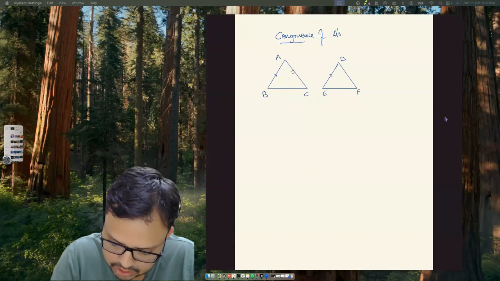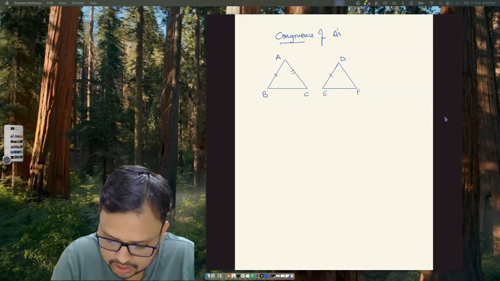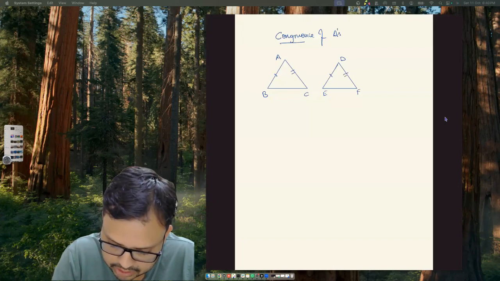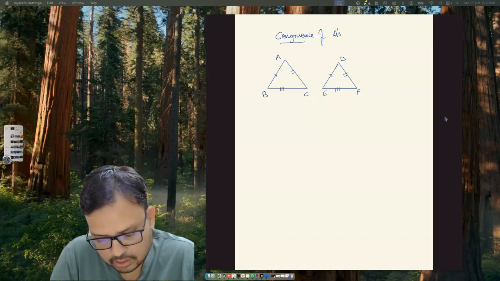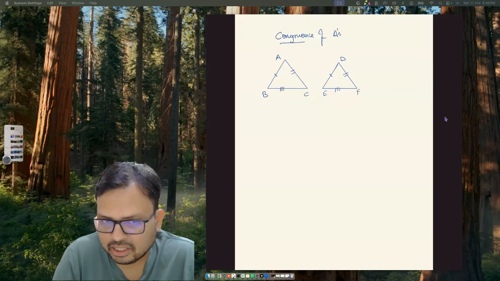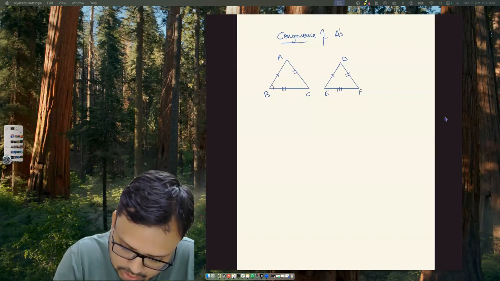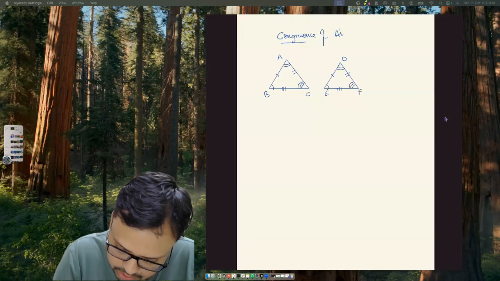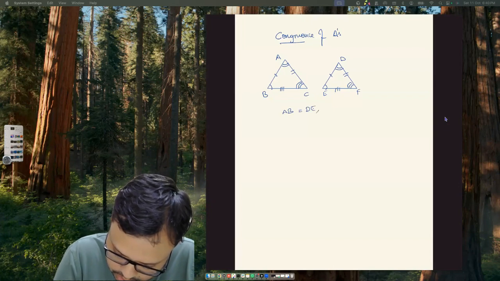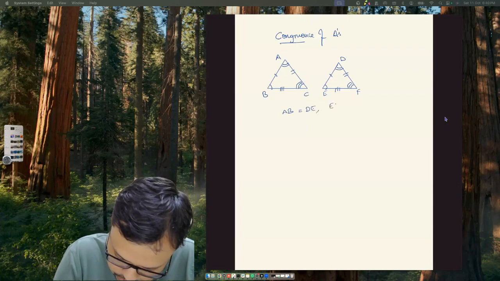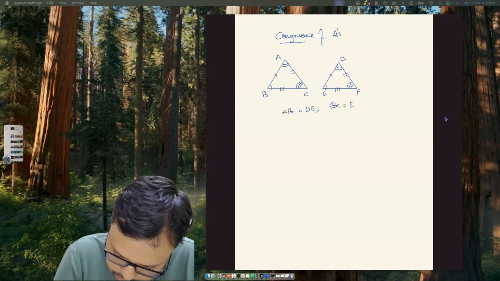For instance, in triangle ABC, side AB length is the same as side DE, side DF is the same as AC, and side BC length is the same as this one. Also, it doesn't mean just sides being equal. Congruence also means all three angles are equal. What does it mean? It means that AB is equal to DE, BC is equal to EF, and AC is equal to DF.